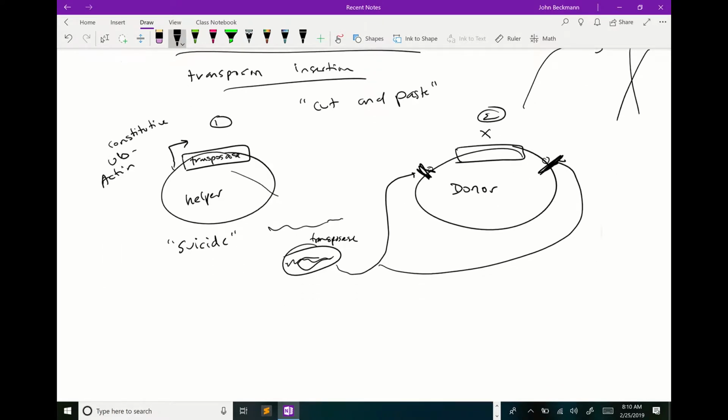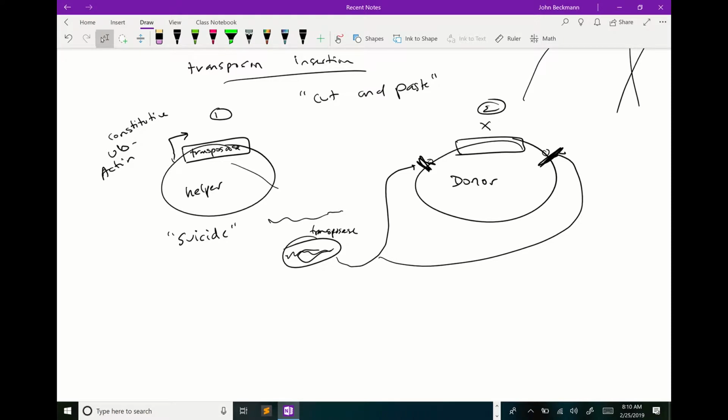And we talked about the downsides. What are the downsides of this means of insertion? It's random where it gets placed. Random insertion.